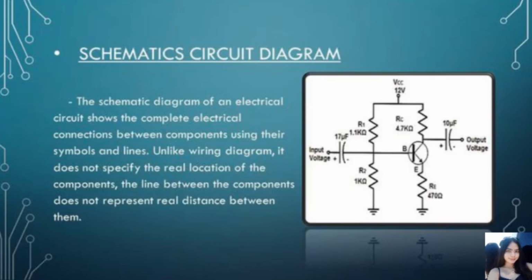The schematic diagram of an electrical circuit depicts the complete electrical connections between components using symbols and lines. It does not specify the actual location of the components, and the line connecting them does not represent the actual distance between them.